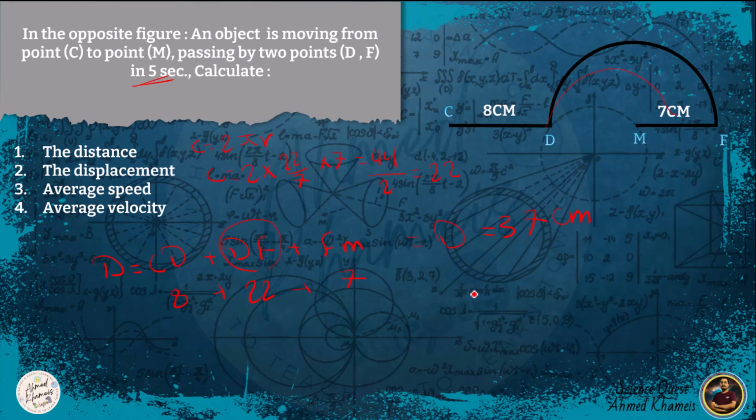The displacement of the object is the straight line from starting point to end point. So from C to M equals 8, plus from D to M, it's also a radius, which equals the length from M to F, equal 7 centimeters, equal 15 centimeters in the east direction.